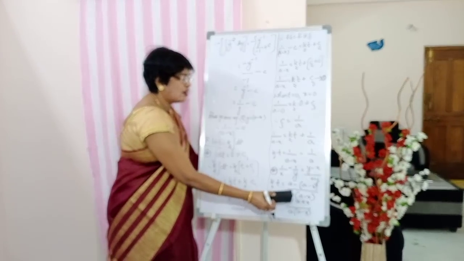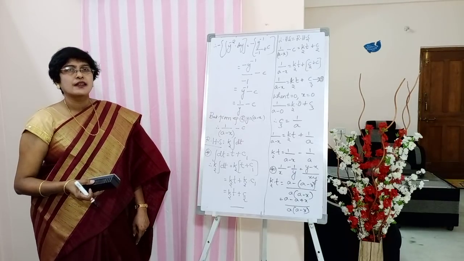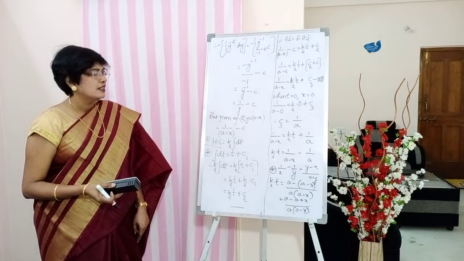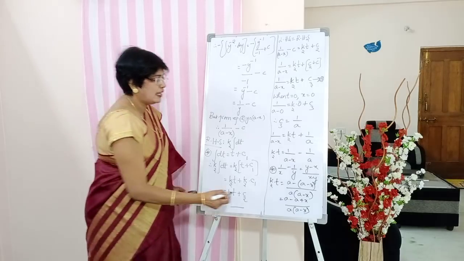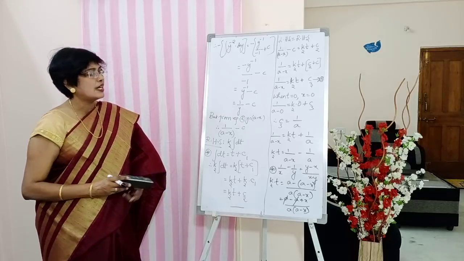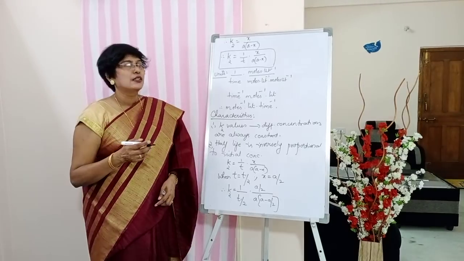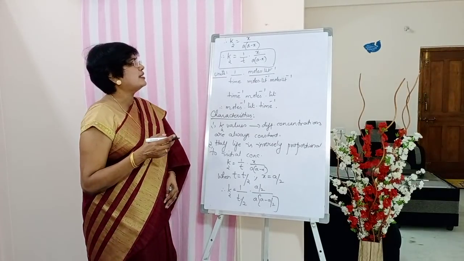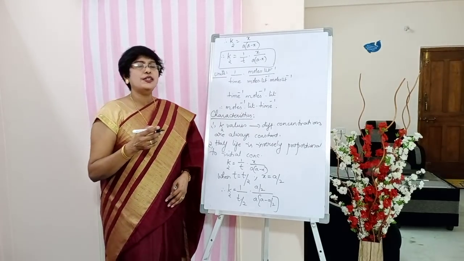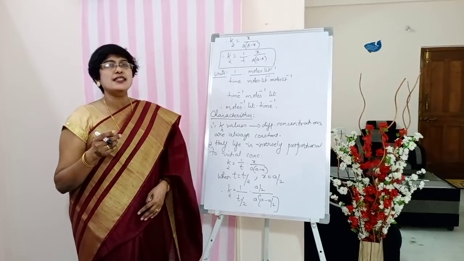Students, you can cancel off plus a and minus a. So cancel it off. Plus a and minus a can be cancelled. So write down the next step. Students, next step, therefore K2 into T is equal to x by a into a minus x.